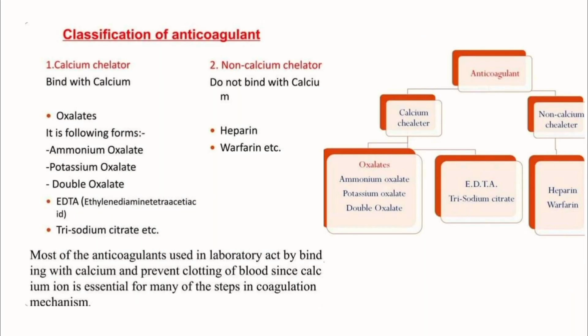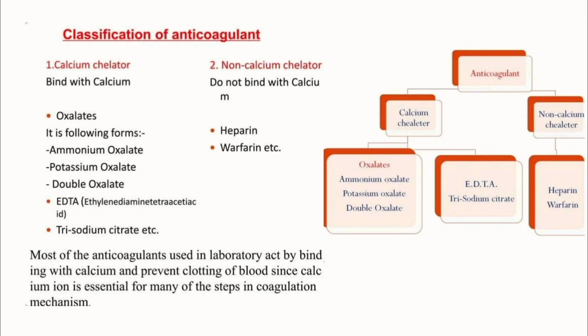Then classification of anticoagulants. There are two types: calcium chelator and non-calcium chelator. Calcium chelator means it binds with the calcium and the coagulation pathway breaks down. The non-calcium chelator does not bind with calcium. Under non-calcium chelator, there are two anticoagulants: one is heparin and second is warfarin. Under calcium chelator, there are oxalates.